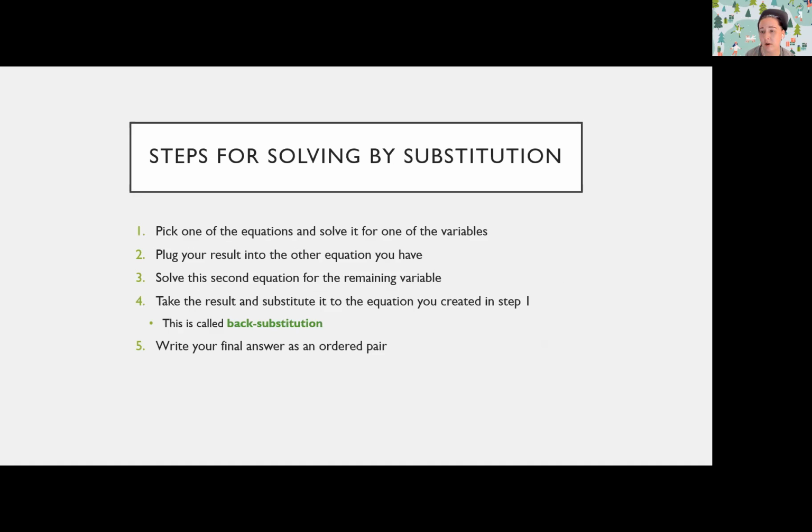The steps for solving by substitution, which is going to be the main method that you'll use, is that you pick one of the equations and then you solve it for one of the variables because you've got two variables. Then you plug your result into the second equation and you solve this for the variable that's in there. When you do this, you're going to have an equation with one variable so you can solve, and that will give you a number. Then you take that and you plug it back into your equation from step one to get your second number. This process is called back substitution because you're substituting it back into the other equation. Then you're going to write your final answer as an ordered pair because you've got two values, X and Y.